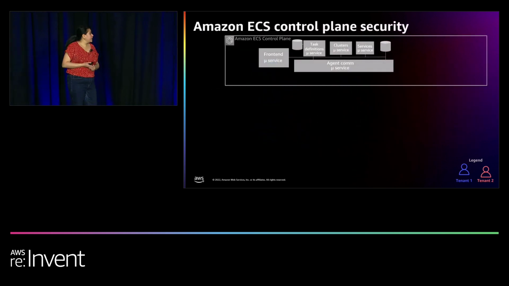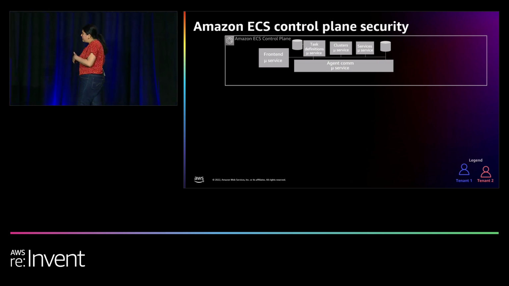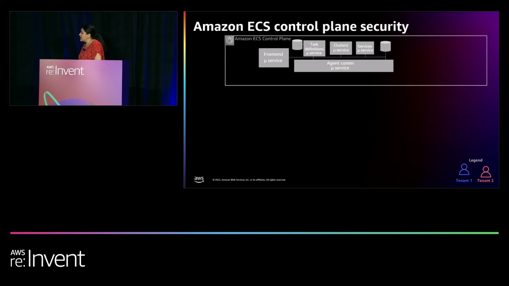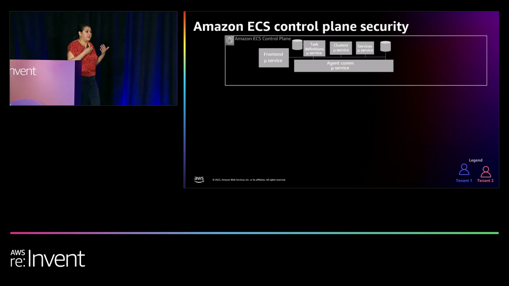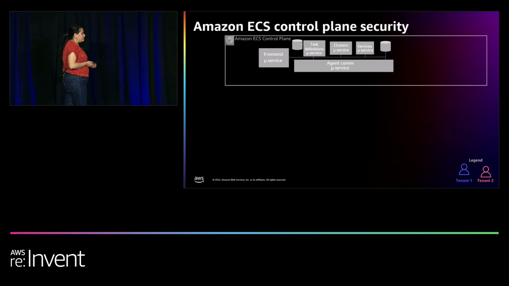All right, so going into the ECS control plane security. So ECS, the protected resource is all the state that ECS is keeping about the bare metal instances, about the Fargate tasks that are running on the bare metal instances. And a lot of the security aspect of ECS is making sure that that state is accessed and modified in a properly authenticated way.